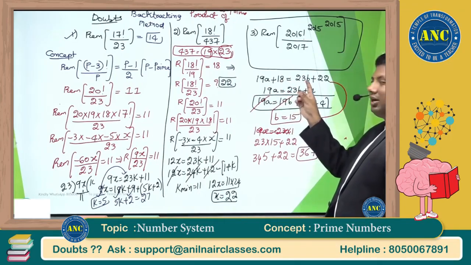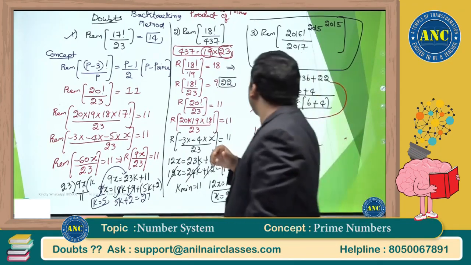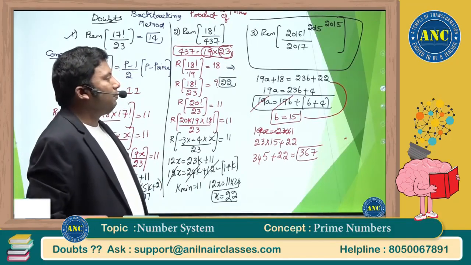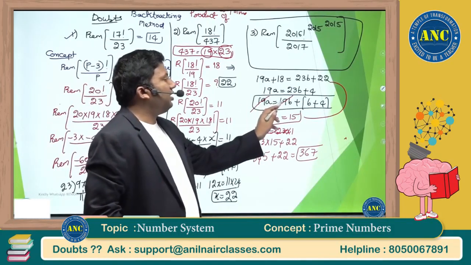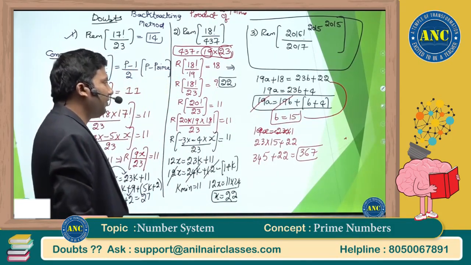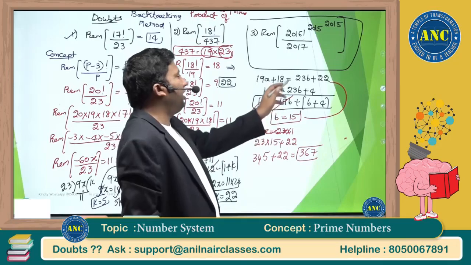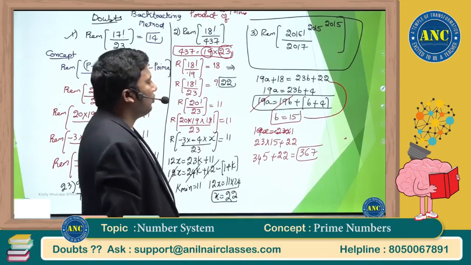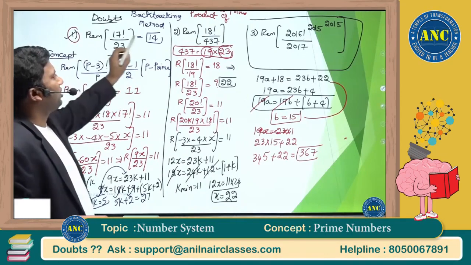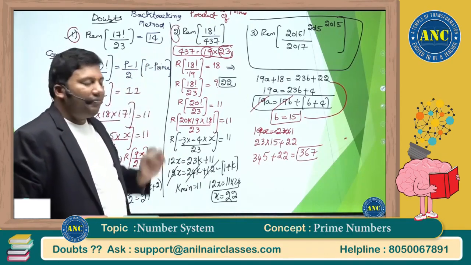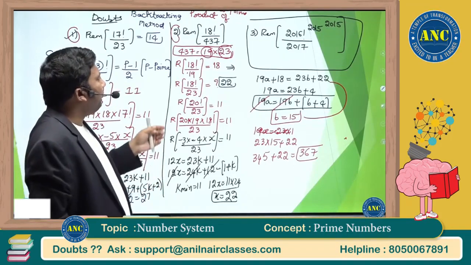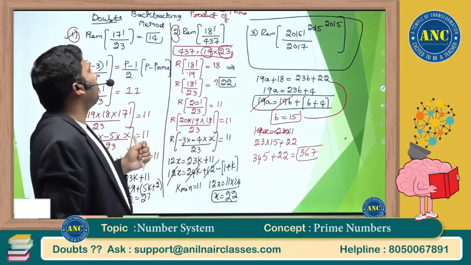19a plus 18 is equivalent to 23b plus 22. 19a is equivalent to 23b plus 4. Divisible by 19, the minimum value of b is 15. If it is 15, the answer will be 23 into 15 plus 22. I hope the idea of these two advanced questions is clear. Just go slow with calculations. It is a product of two coprimes.